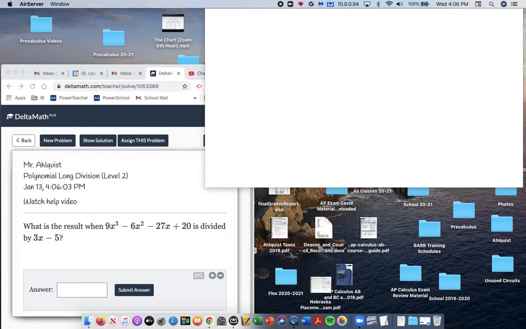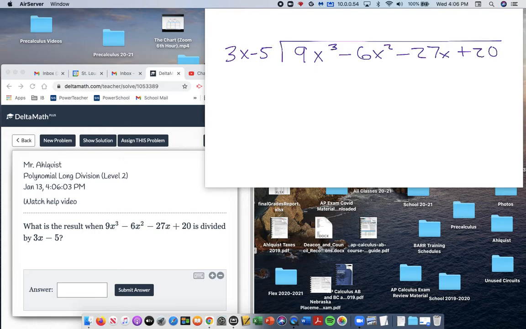So let's take a look at this one. So we got 3x minus 5. I'm not going to do all those drawings around, so hopefully you can make sense of it. Watch these videos a couple times. Probably will help you. Okay, I will do it in separate colors. So the first thing I'm going to do, in order to get 9x cubed, I got to multiply by 3x squared. That makes this 9x cubed minus 15x squared.